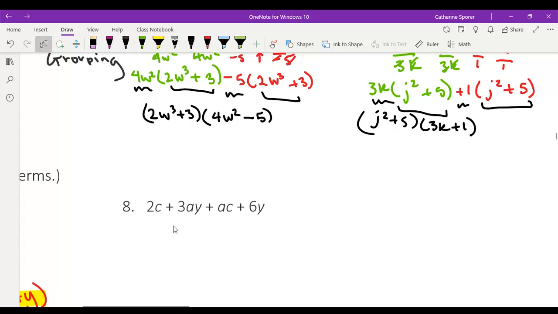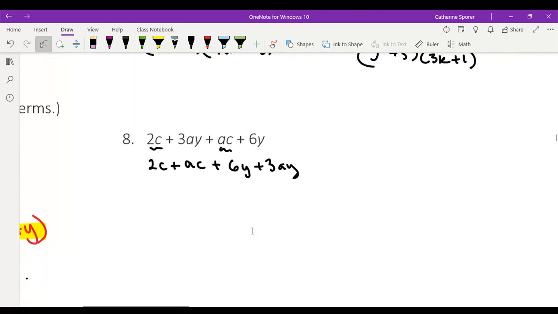So in this case, we could write 2c plus ac, so use those 2 terms together, plus 6y plus 3ay. That's not the only way to do it, but that is one way to regroup them where we now have GCFs between the pairs of terms. So now from this first pair, they share a c, so we could divide out a c, and we'd get 2 plus a.